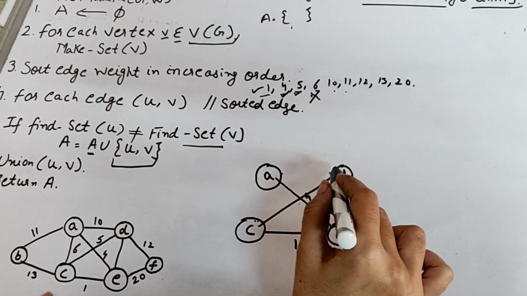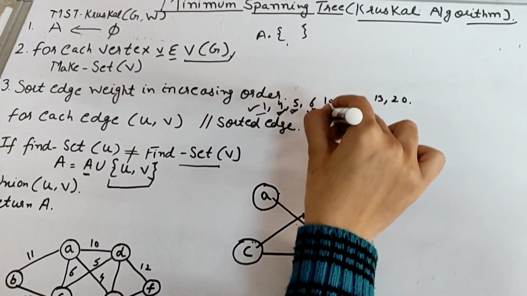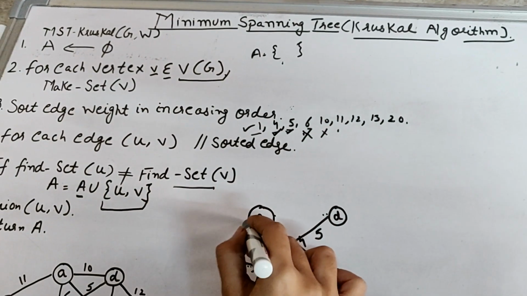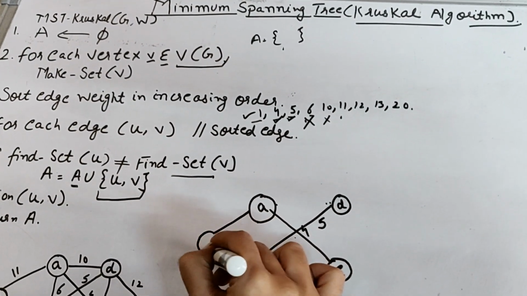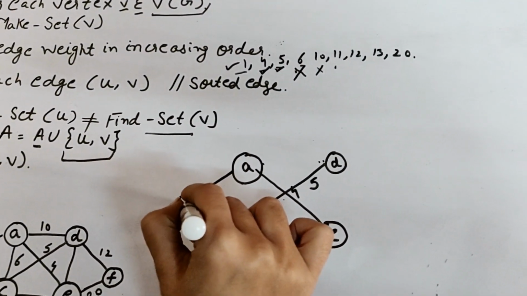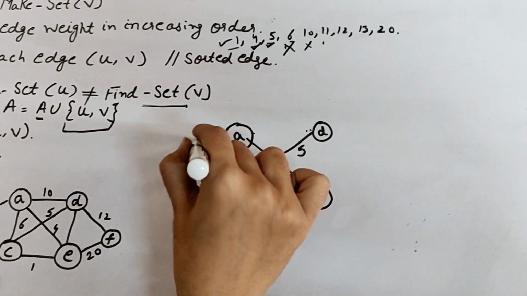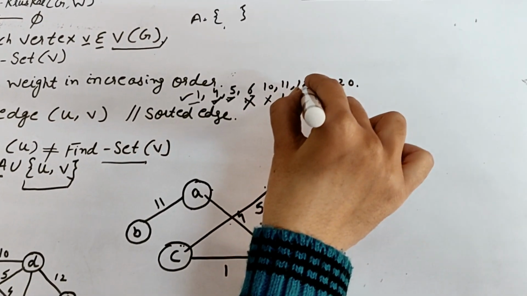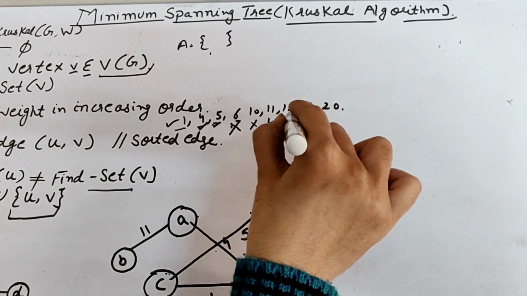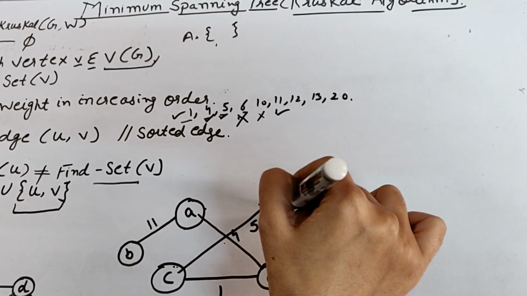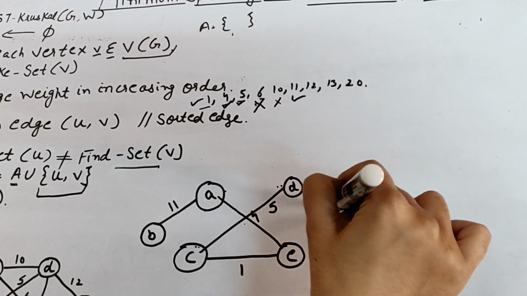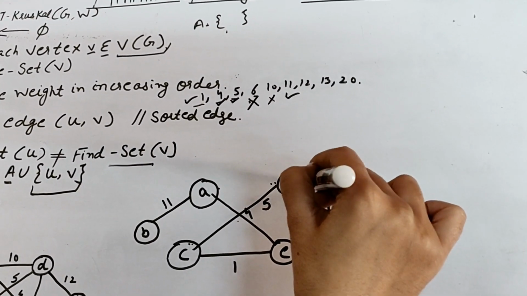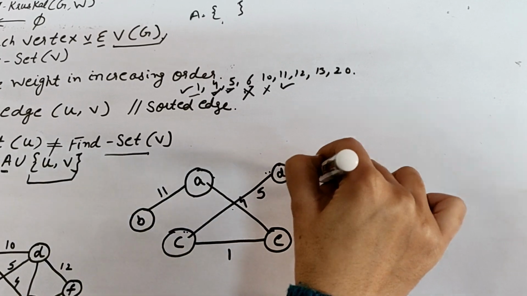Then we'll try to include the next edge, which is 11. If we include 11 over here, it is not creating any kind of cycle because it is taking a newly added vertex, so we can add 11. Then after that, we can check 12. 12 is F, so we can add F over here, and the F edge weight is 12.